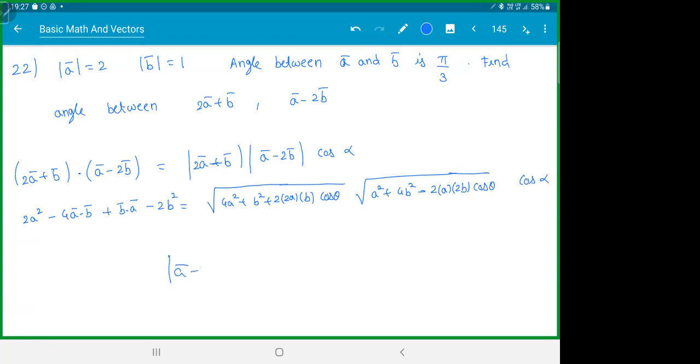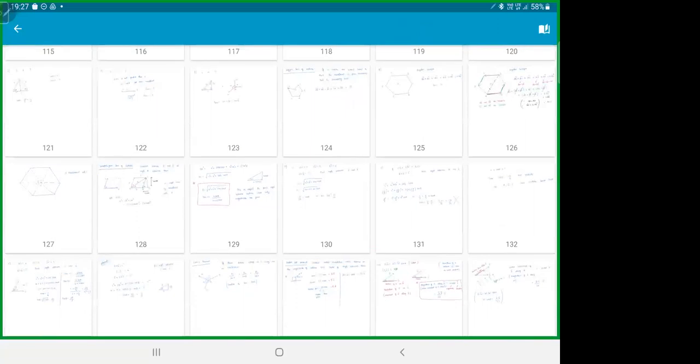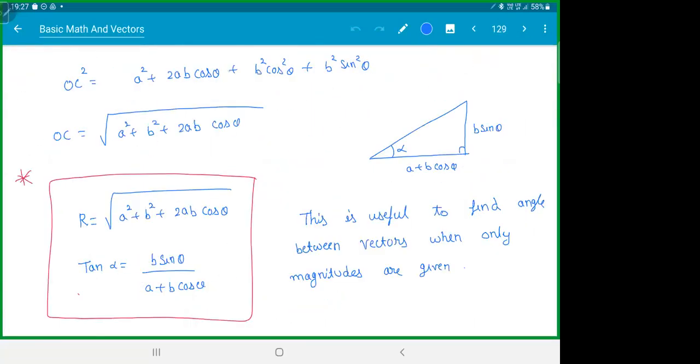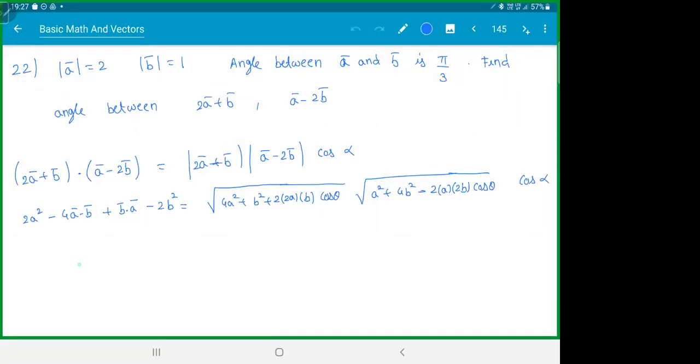What is a plus b? A plus b is root over a square plus b square plus 2ab cos theta, right? Parallelogram law of vectors. So I can simply write 2a plus b like this, and this was the result. If you add two vectors a bar plus b bar, this is the form: root over a square plus b square plus 2ab cos theta. So once you got here, it's just a matter of dumping the answers here.